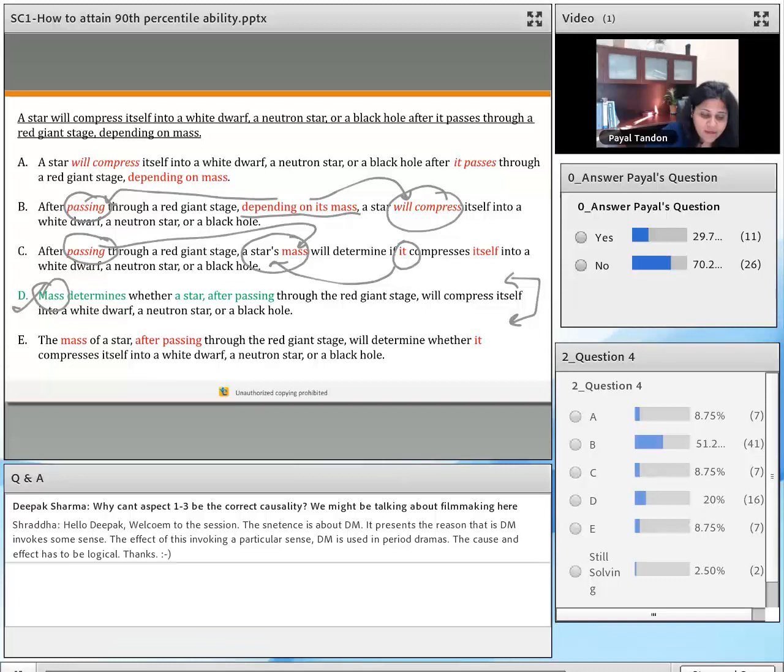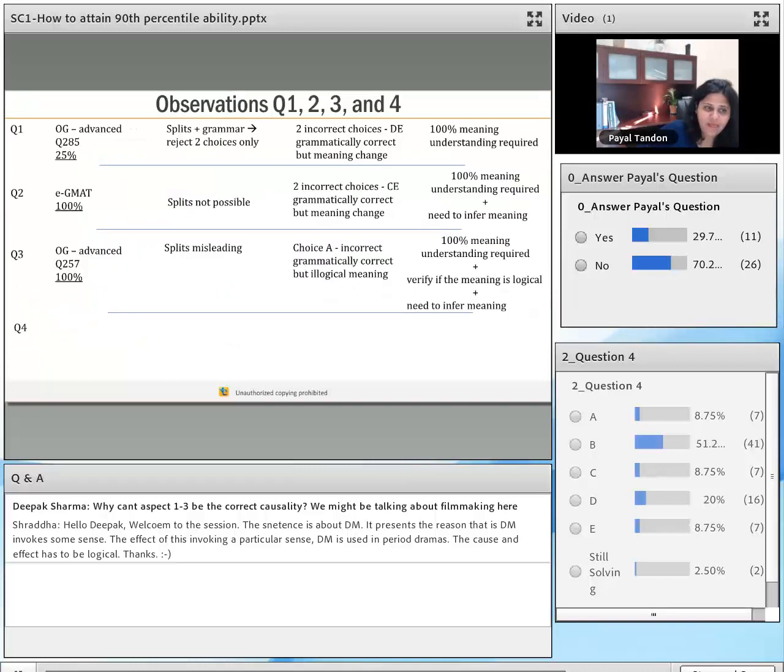Okay, choice E, again, not many of you selected that. The mass of a star after passing, again, mass is being referred to by after passing, and that's wrong. That's why this choice is wrong. So, choice D, which very few people selected, is indeed the correct answer choice. All right, so again, this one is also from the advanced book.